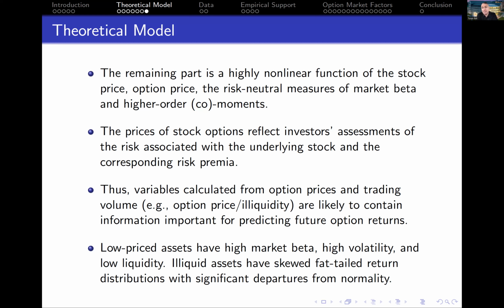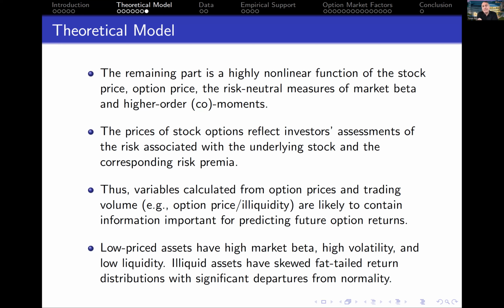Stock price, option price, risk neutral measures of market beta. So if you put a microscope on those terms in the appendix, you will identify these terms. However, we can't really come up with more parsimonious and practical factor models. So here we had to rely on some simplifications. We rely on stylized facts, some empirical results in the literature, such as low price assets have high market beta, high volatility and low liquidity, and illiquid assets also have skewed fat tail return distributions, right? And with significant volatility and risk premia.